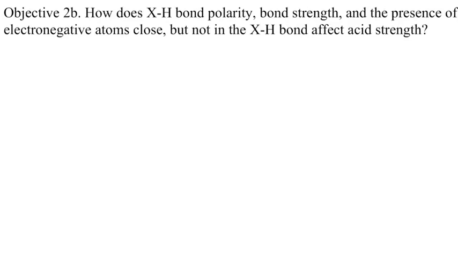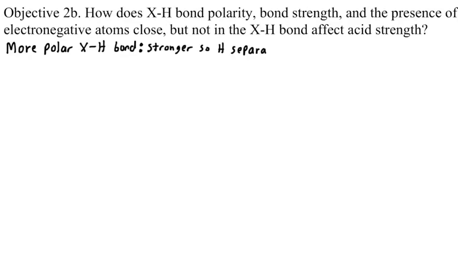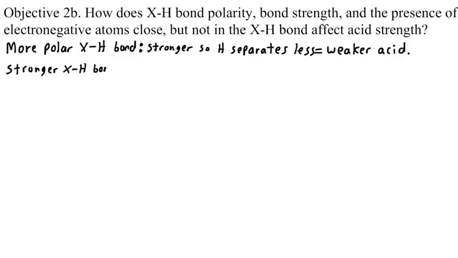Okay, finally for today, we'll look at some of those bond strengths. So if you have a more polar bond to hydrogen, that makes the bond stronger. So that makes the H separate less. So that makes it a weaker acid. If you have a stronger bond, that means the H separates less, so it's a weaker acid.